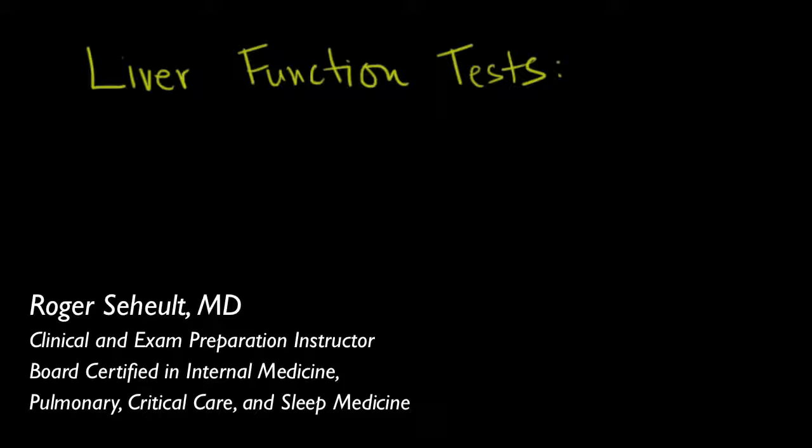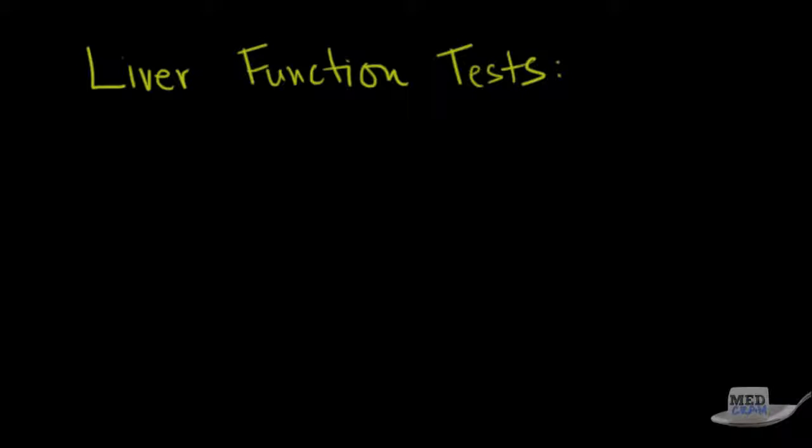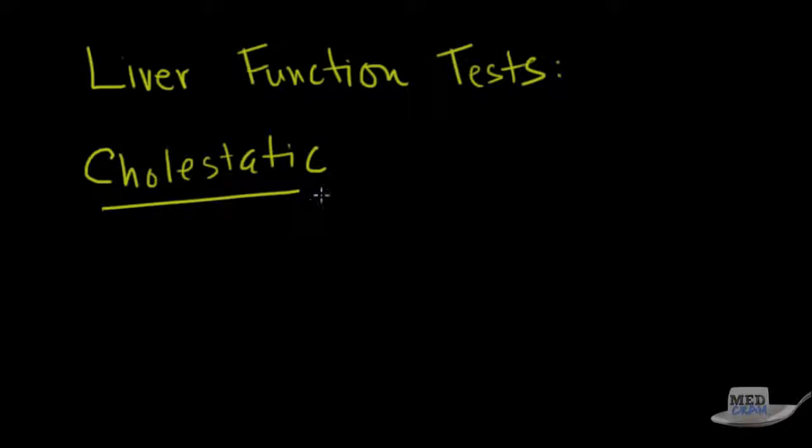We're going to talk about cholestasis here in the liver function tests. So picking up on the theme that we were talking about before when we talked about AST, ALT, albumin, and the ProTime, we were talking about the actual liver parenchyma itself. Next, we want to talk about cholestatic. Cholestatic. What does that mean?